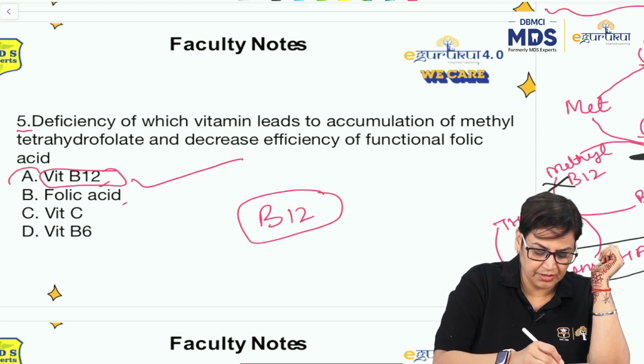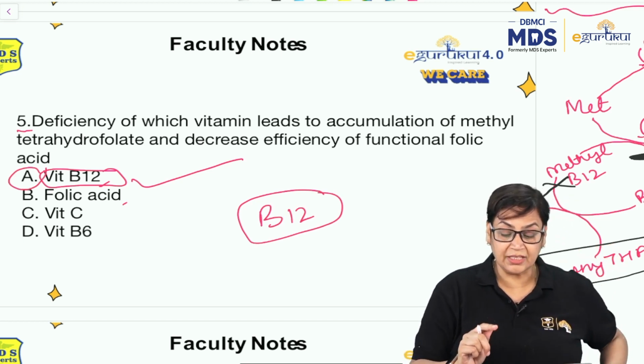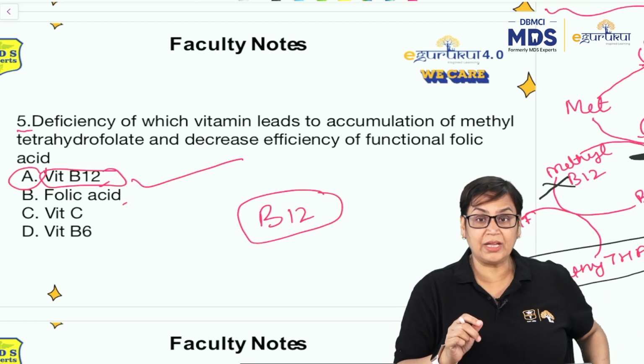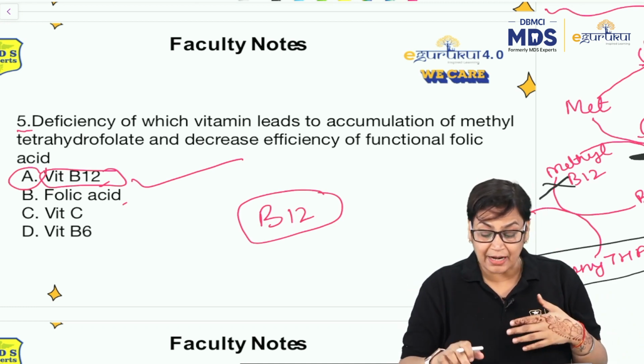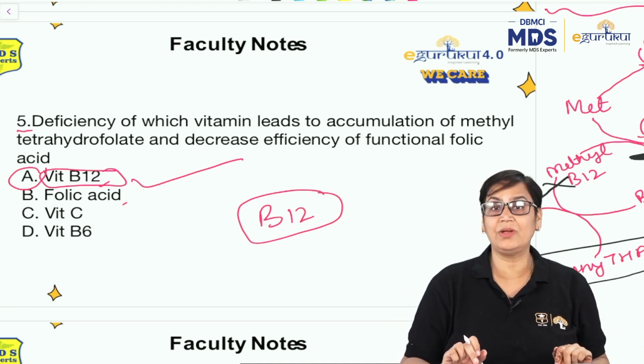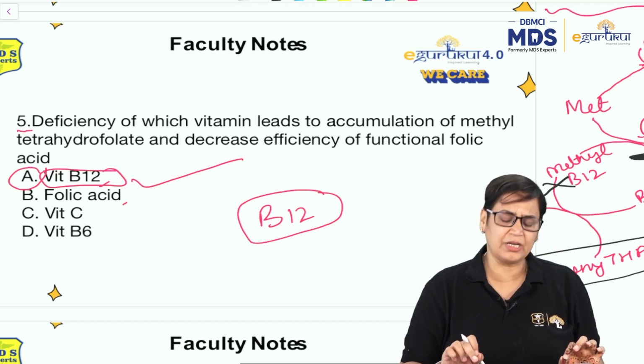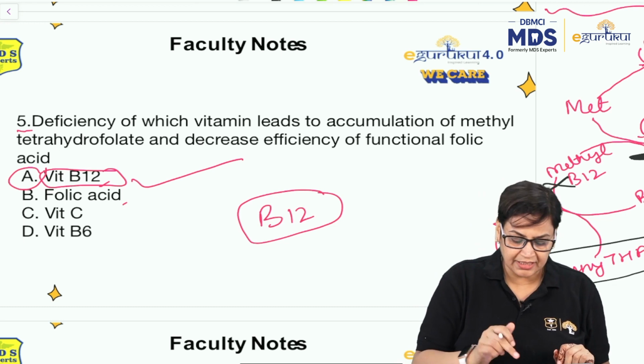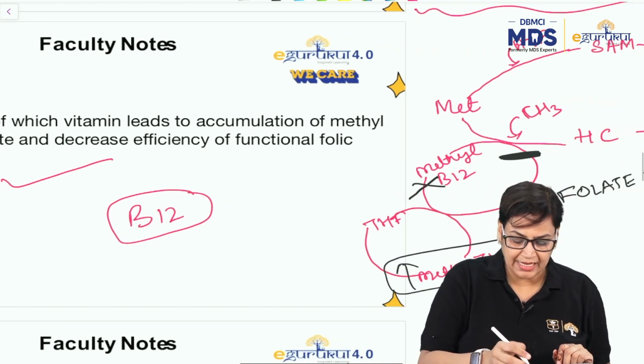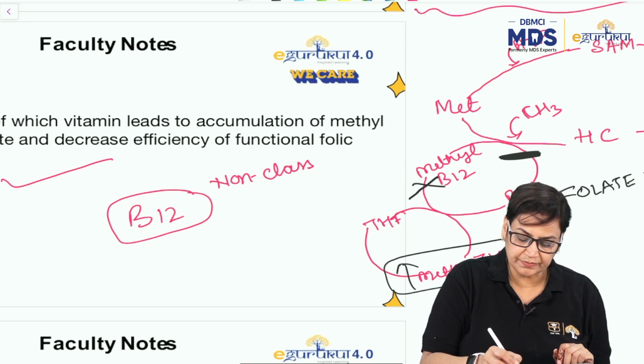Option A. Not folic acid, because where is the accumulation happening? The accumulation is at this part because B12 is absent. And this is one of the very, very important features of this also. This is actually known as non-classic homocystinuria 2.